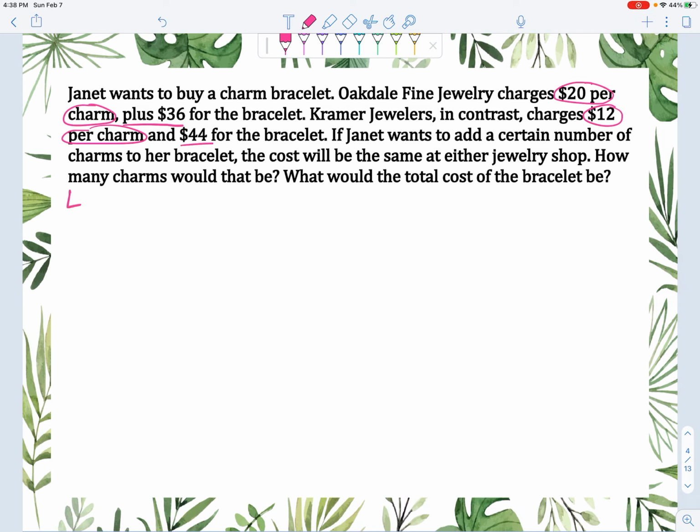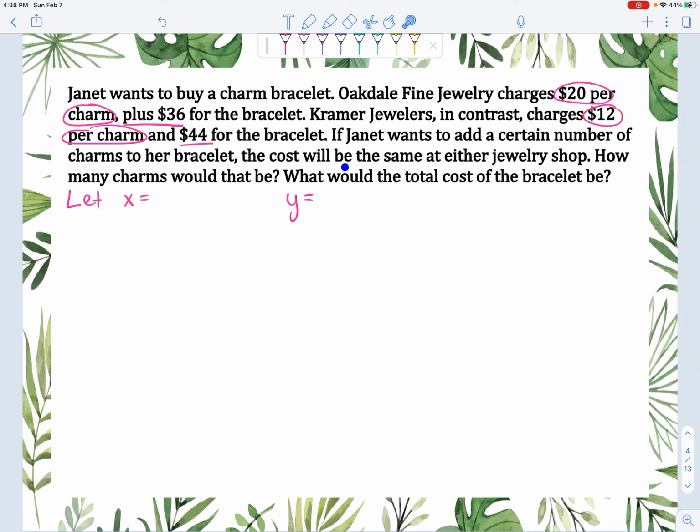So again, the first thing that we should always do is define our variables. And remember, x is our independent variable and y is dependent. So I can kind of go back: $20 per charm. So that's giving me a rate right there. And it's also telling me that I've got two variables. I've got money and I've got numbers of charms. So which one depends on the other? Does the money depend on the number of charms, or does the number of charms depend on the money?